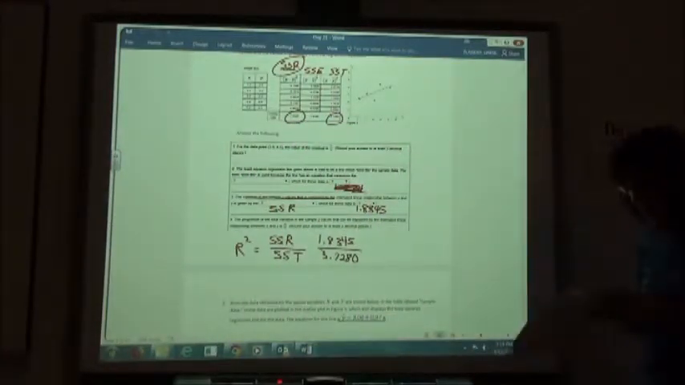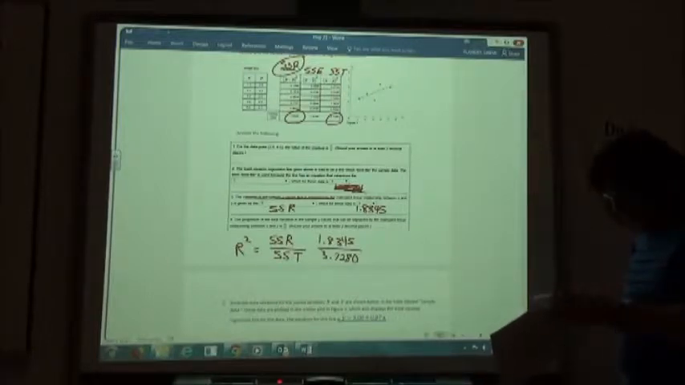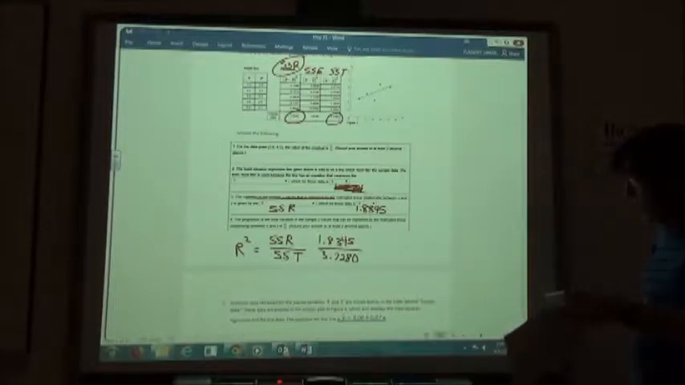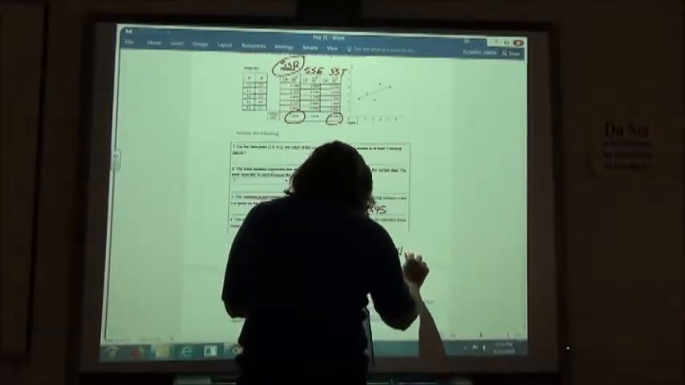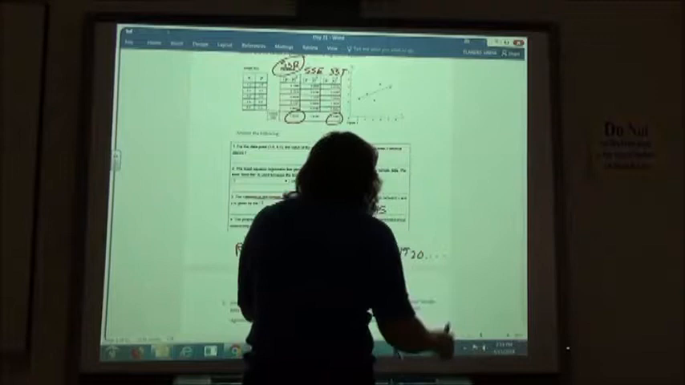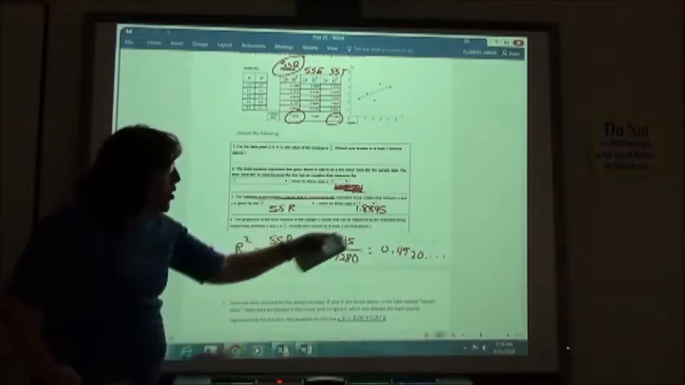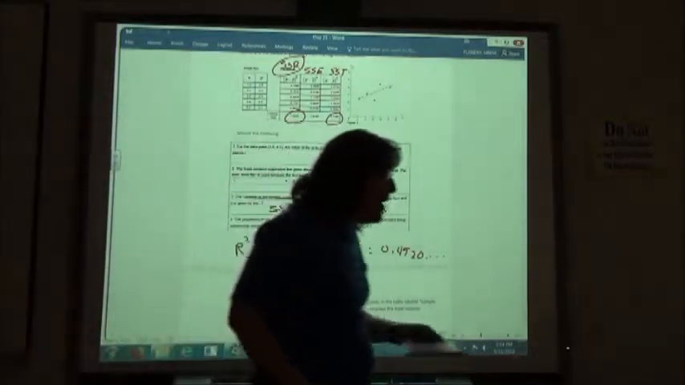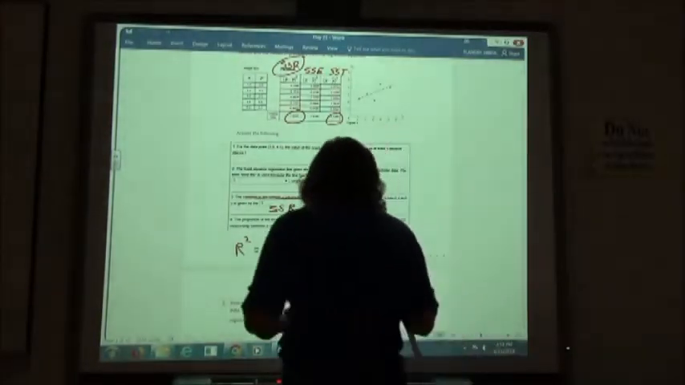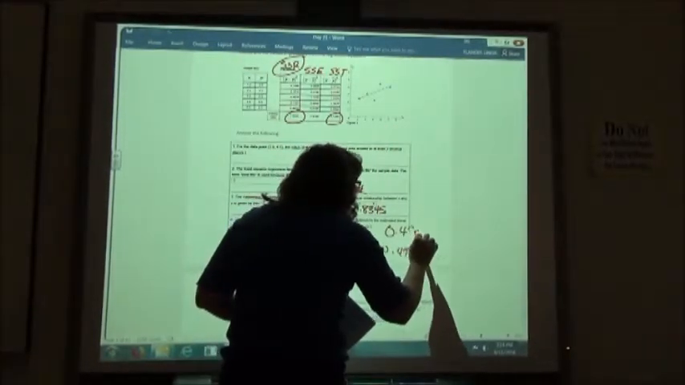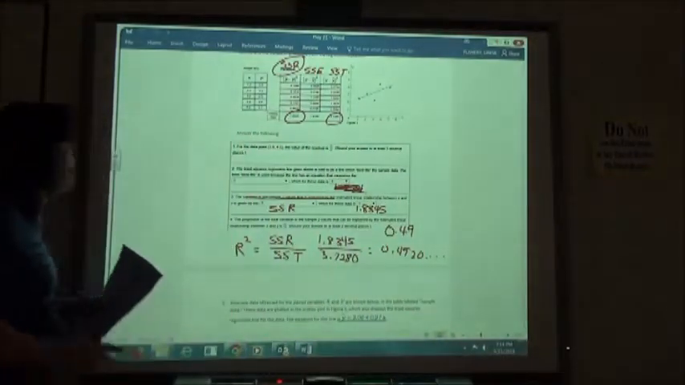So again, if I just grab my calculator, 1.8345 divided by 3.7280 gives me 0.4920, so forth and so on. We're going to round our answer to two decimal places there. So if I round that off to two decimal places, 0.49 would be my answer.